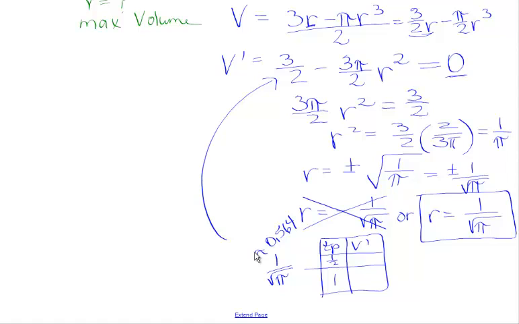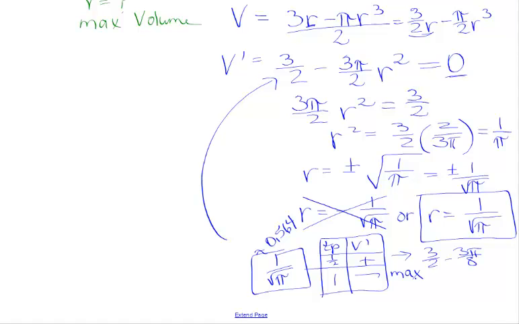When I put 1/2 in, I get 1/4, so 3/2 minus 3 pi over 2 times 1/4 is minus 3 pi over 8. Too much for me to keep in my head. I believe I need a calculator again. That's positive. When I put in 1, this is going to be much easier, thank heavens. That's going to be negative 3/2 minus 3 pi over 2. I definitely have a max. So I have found a max value at that r.